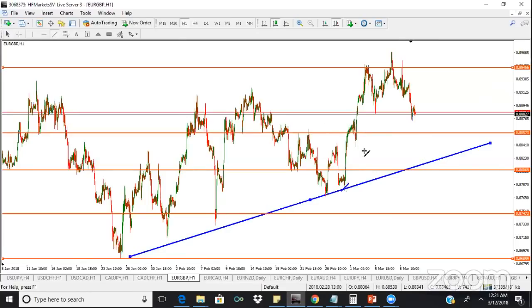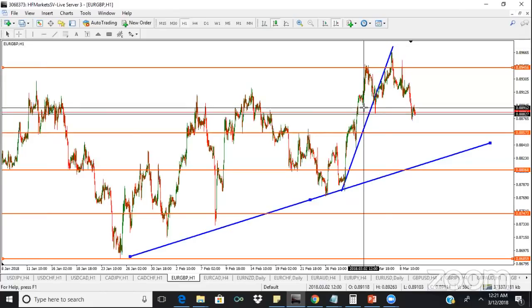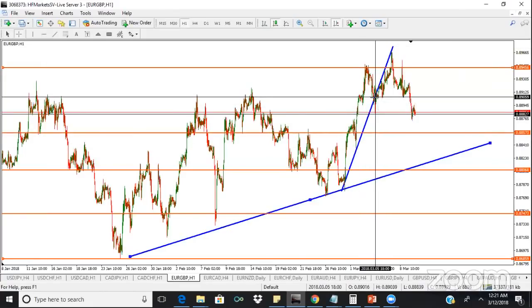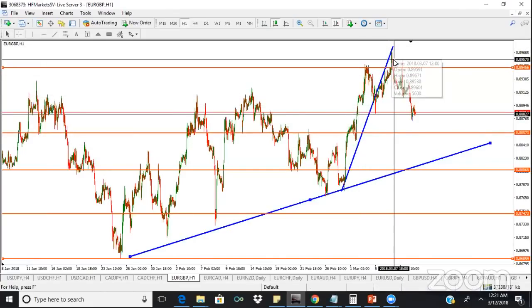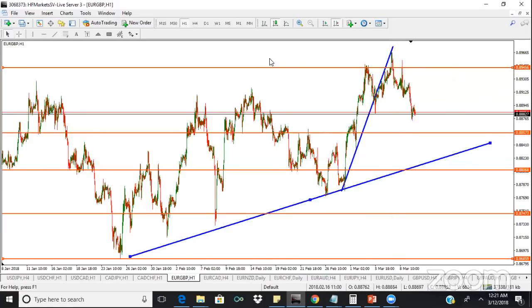Okay, look at when it broke. It broke this. Look at 1, 2. It broke it down, went to retest, came back under this zone. You can see that the zones that we have drawn are powerful zones.